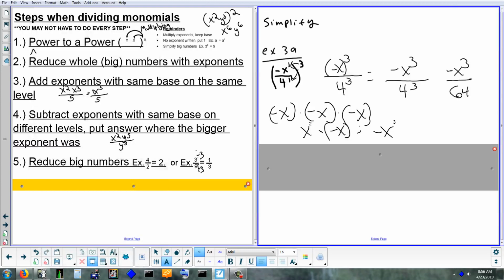All right. We did that. Add exponents with the same base on the same level. Do we have it? No, because we have a negative, we have an x, we have a 64. Subtract exponents with the same base on different levels, and put the answer where the bigger exponent was. Do we have it? No. Reduce big numbers. I mean, there could be a negative 1 on the top, but we didn't write it. That's not going to help. It doesn't matter. So our final answer is negative x to the third over 64. So that's another one that had 2 steps. As you guys can see, most of them are going to have 2 steps as we get into 3. All right?